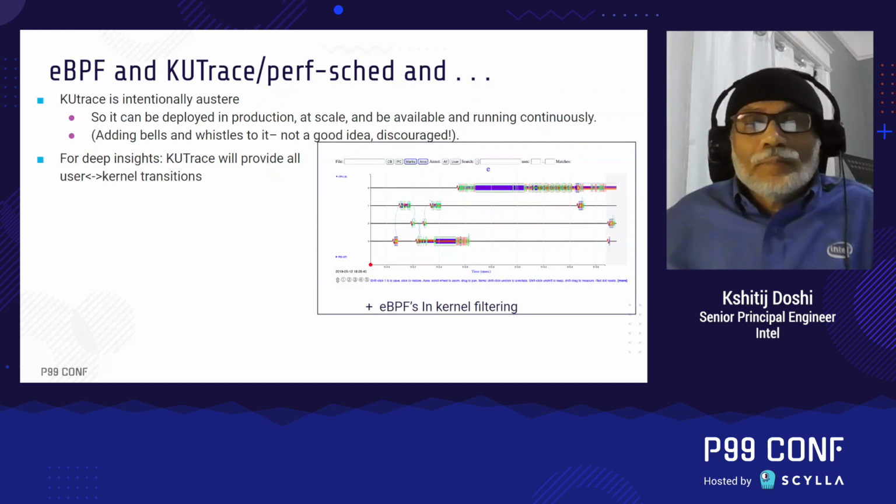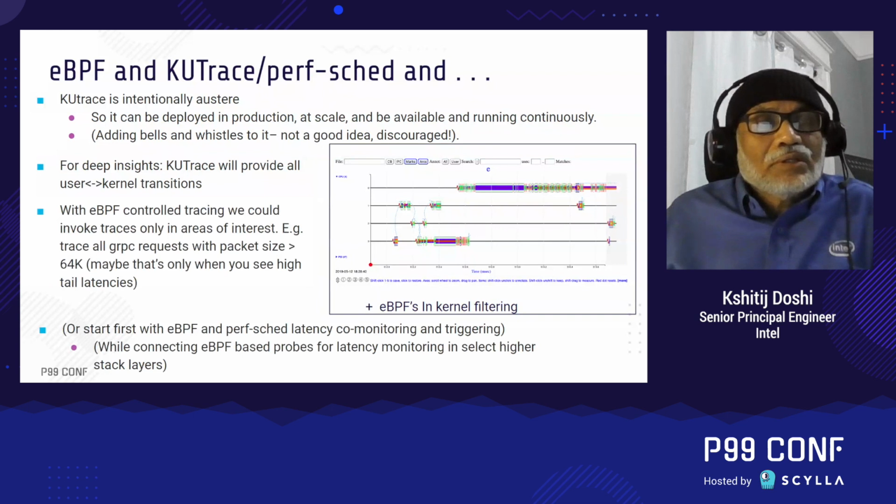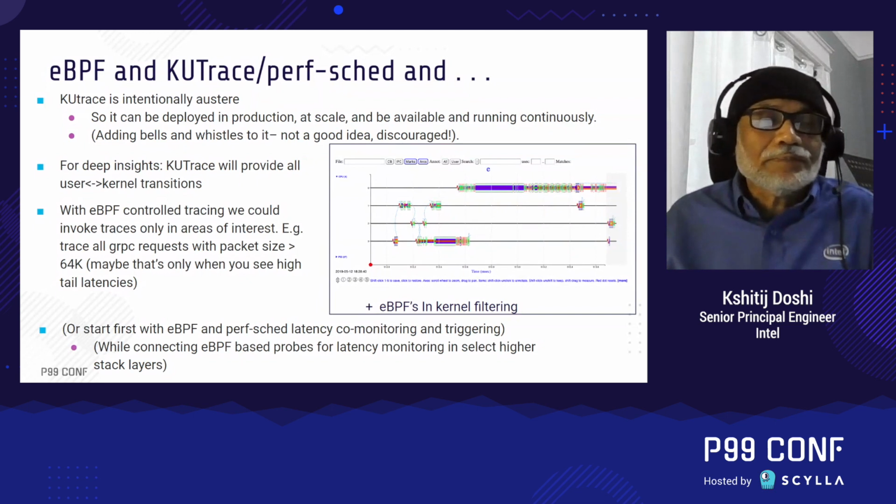And so with eBPF control tracing, we could then focus on the just-in-time nature of collection. That is, focus only on areas of interest rather than focusing on everything. One can, for example, trace all gRPC requests with packet sizes higher than, say, 64K, because one wants to focus on latency dilation events that are correlated on a time basis with this particular factor as a possibility.